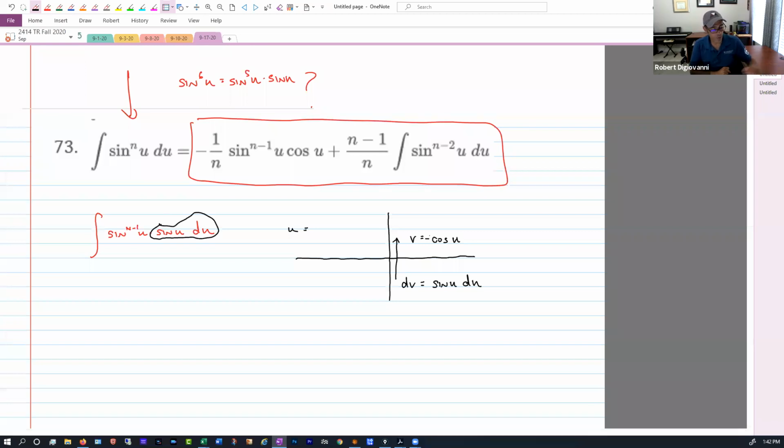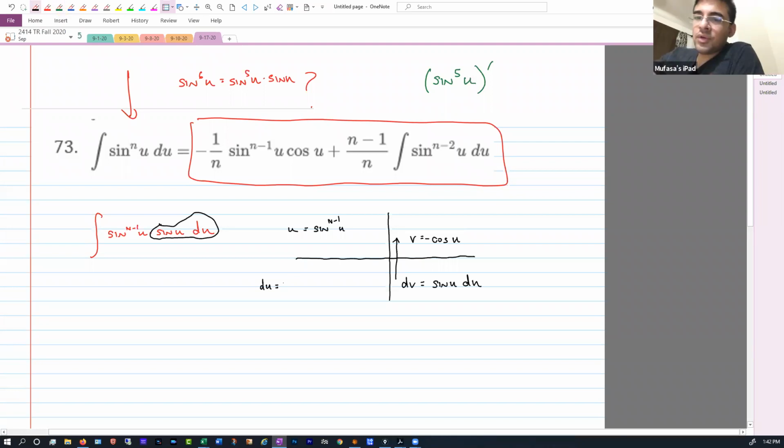Okay, now that forces my u to be everything that was left. So it's sine to the n minus 1 of u, and now I need to differentiate that. If you're wondering what's the derivative of sine to the n minus 1 of u, just ask yourself this: what would be the derivative of sine to the 5th of u? Just chain rule, right? The power comes out first. So what's going to come out for us? n minus 1. And then I will reduce the power by 1, so now it's sine to the n minus 2 of u.